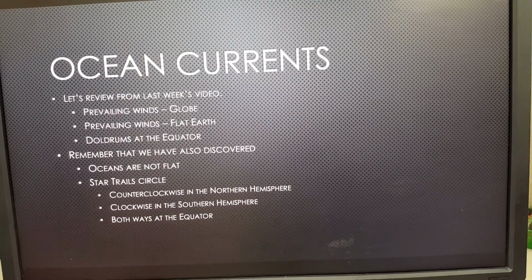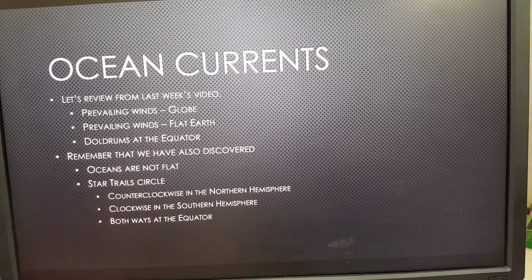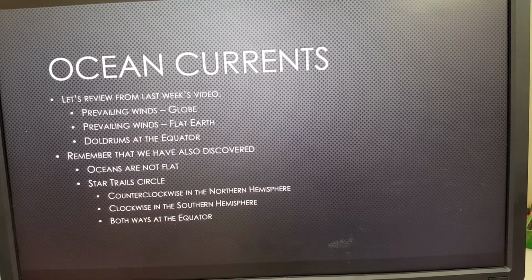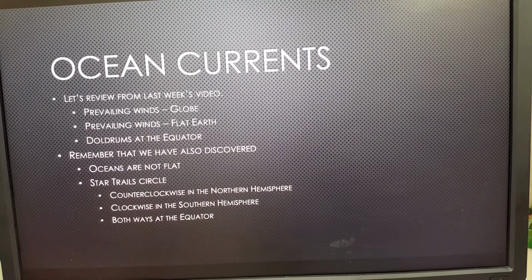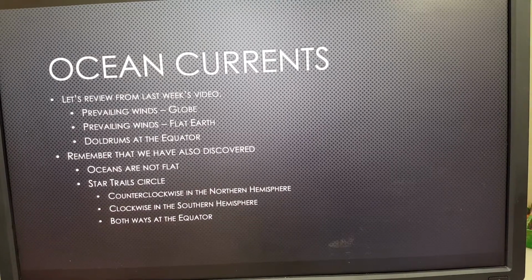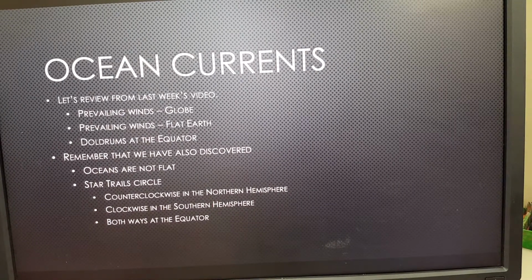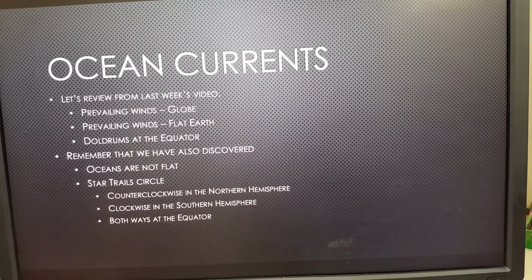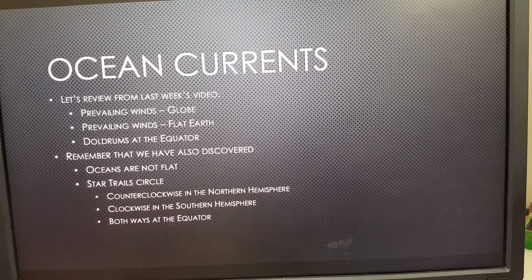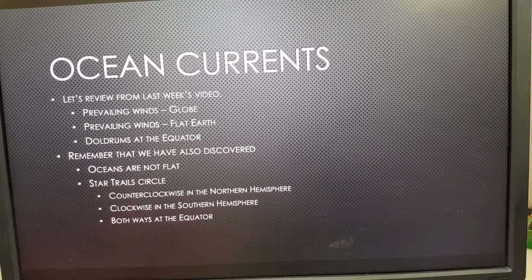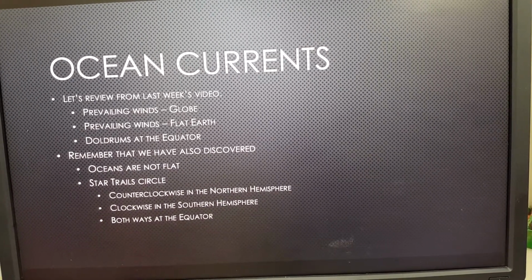And then let's remember from earlier videos, number one, most important, the oceans are not flat. Look it up, check the video, the oceans are not flat. And then also we have star trails. They circle counterclockwise in the northern hemisphere, clockwise in the southern hemisphere. They do a little both ways at the equator. You need to remember those things because of what we're going to talk about today.